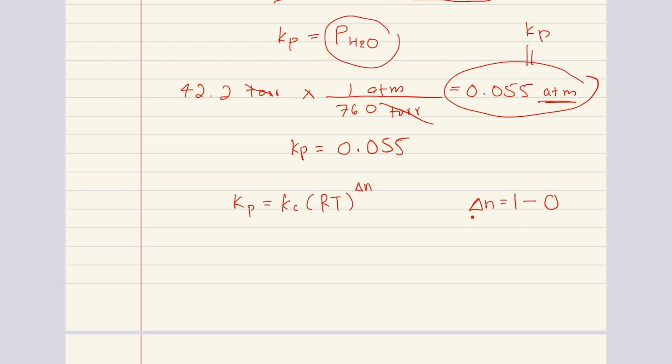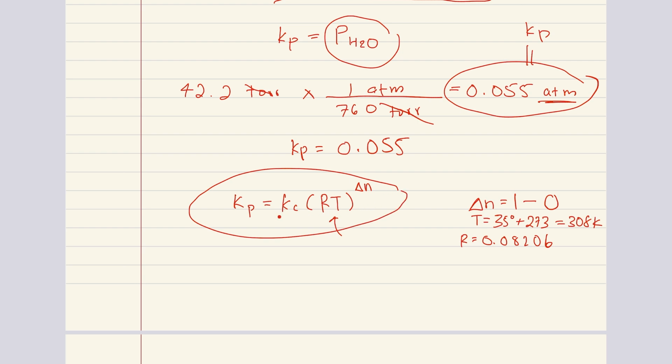Now, the other thing we need to figure out is our temperature, right? This is a variable that's included in this expression. The temperature is 35 degrees Celsius, but we want this in units of Kelvin. So we're going to add 273 to that value to get approximately 308 Kelvin. So now we have our delta N, we have our temperature. Remember, R is our ideal gas constant. I can go ahead and write that value down for us. And now we have everything we need to use this equation to obtain Kc.